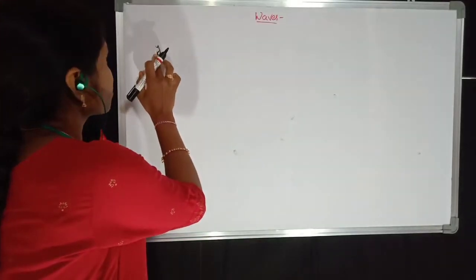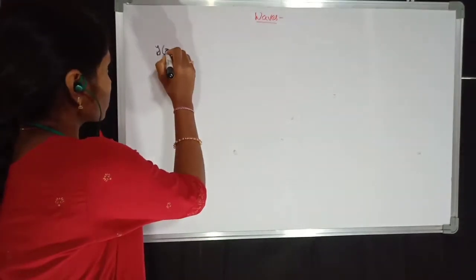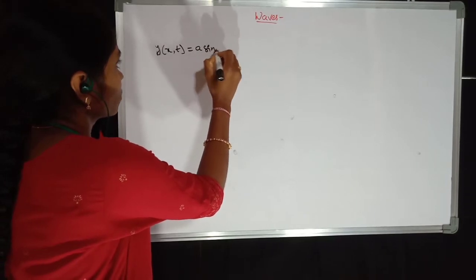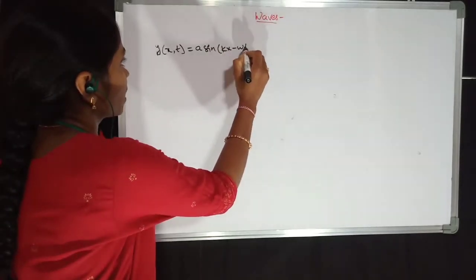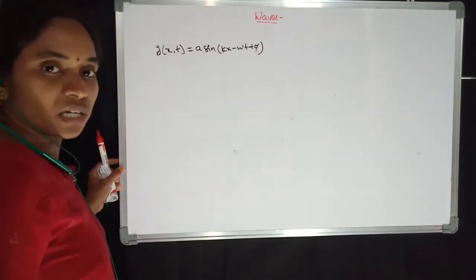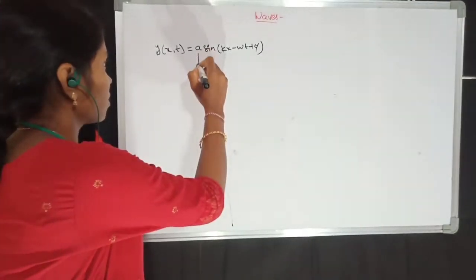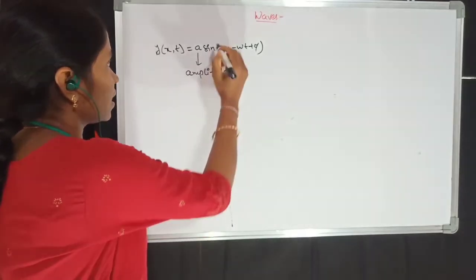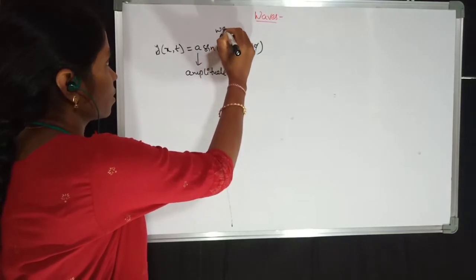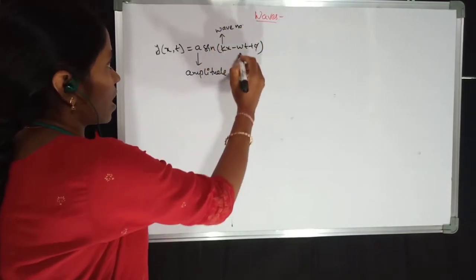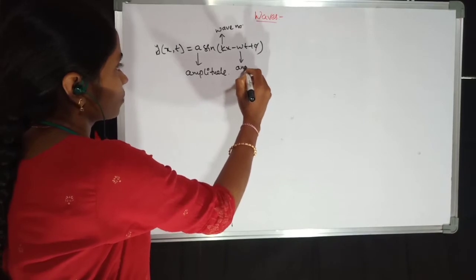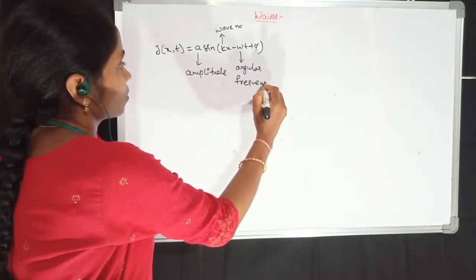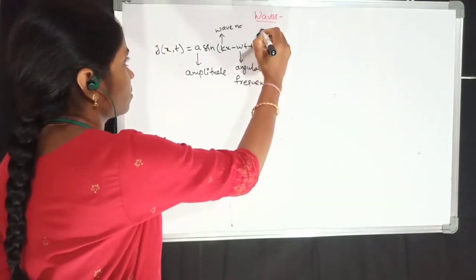What is the displacement relation for a wave? We have y of x comma t is equal to A sin of kx minus omega t plus phi. This is the displacement relation we have. And what is A here? A is the amplitude of the wave, k is the wave number, omega is the angular frequency, and phi is the phase.